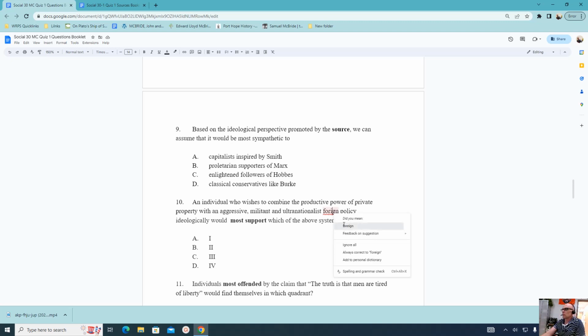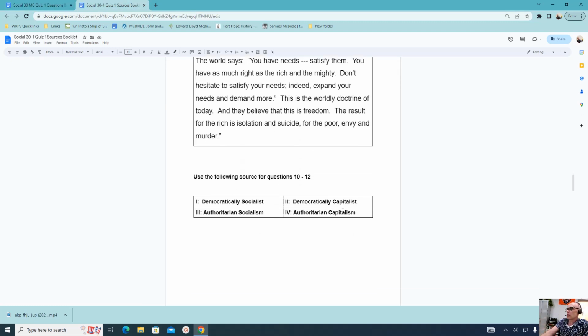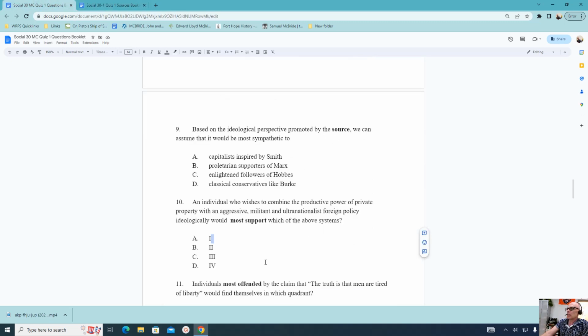Let's spell foreign properly. There you go. An individual who wishes to combine the productive power of private property with an aggressive, militant, and ultranationalist foreign policy. So you like capitalism, but you're aggressive, you're militant, you're ultranationalist. That's fascism. And fascism is authoritarian capitalism. D.